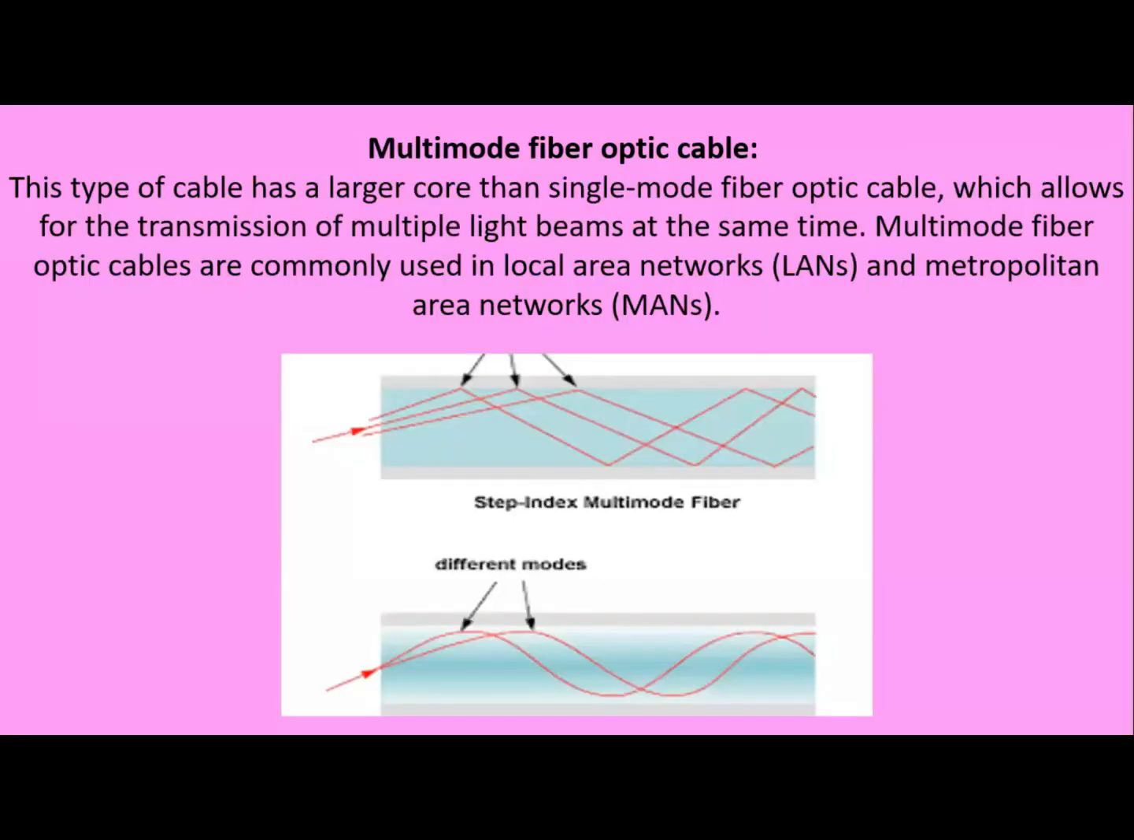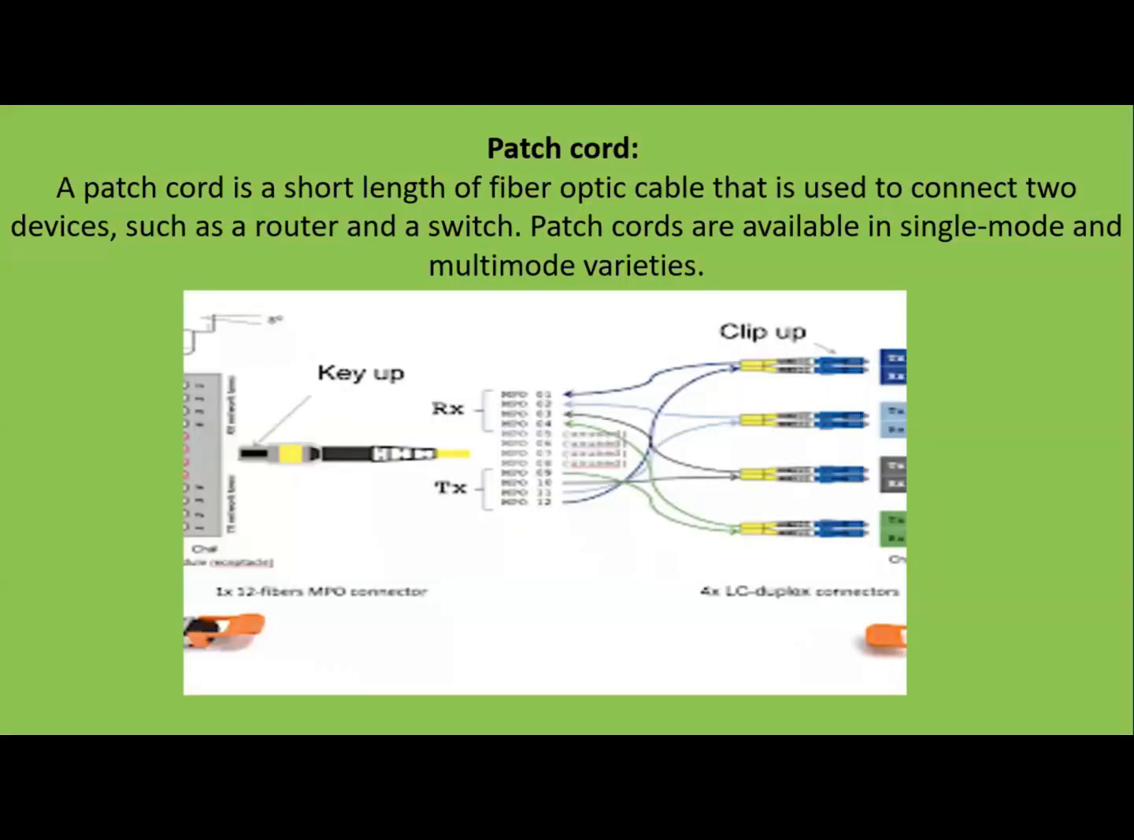Next, we have the multi-mode fiber optic cable. This type of cable has a larger core than single-mode fiber optics cable, which allows for the transmission of multiple light beams. Remember, I told you that the messages we send through the internet are transferred as what? Light beams at the same time. The multi-mode fiber optics cables are commonly used in local area networks and metropolitan area networks. So when we look at the different types of network, we have LAN, local area networks, metropolitan area networks, and then other forms of networks.